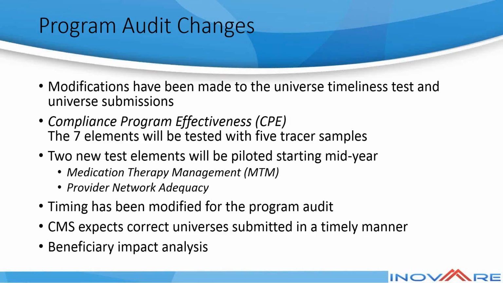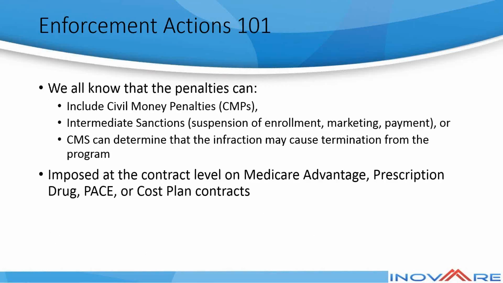With that, I just want to talk just a few minutes about the enforcement actions. We all know that the penalties can be either civil monetary penalties, intermediate sanctions, suspension of enrollment for a period of time, or marketing payments. And CMS can also determine that the infraction may cause termination of the program. The penalties are done at the contract level, but again, we all know that includes prescription drug, PACE, or cost plan contracts.